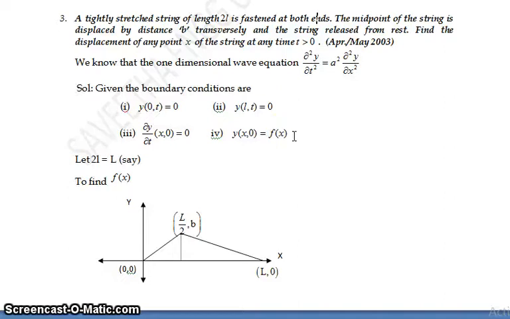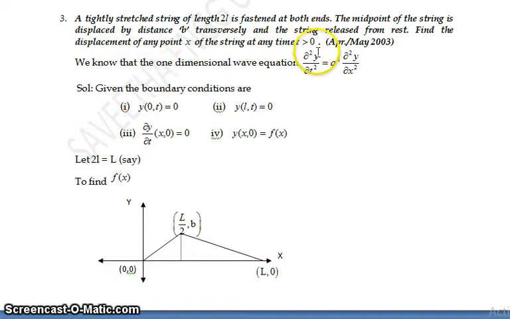So next session we will continue problem number 3. These are very important problems. This one is based on the part C questions. A tightly stretched string of length 2L is fastened at both ends. The midpoint of the string is displaced by the distance small b transversely and the string is released from rest. Find the displacement of any point x of the string at any time t greater than 0.